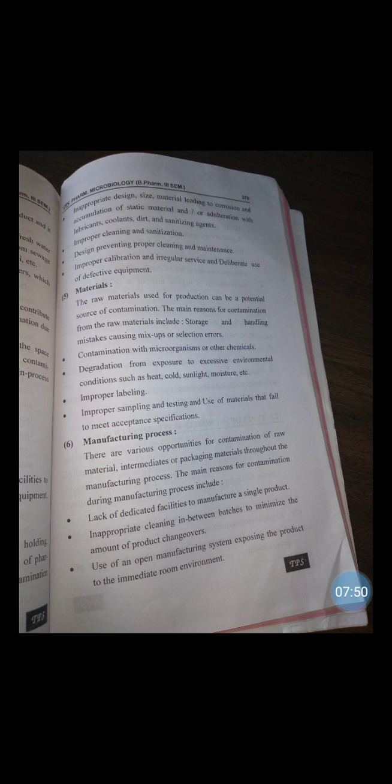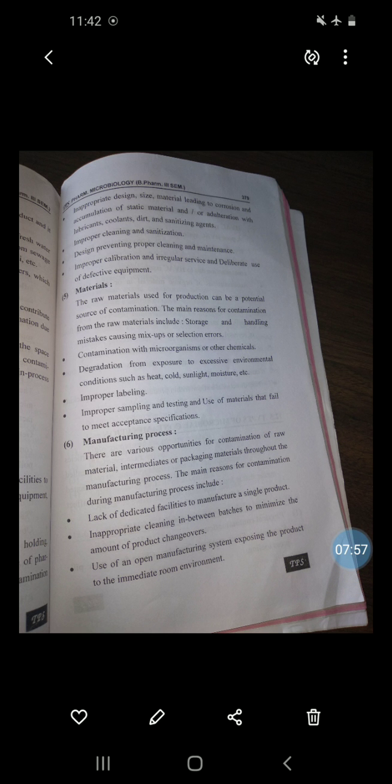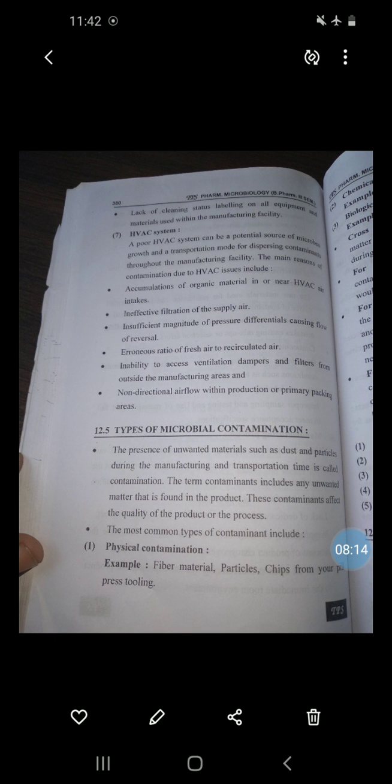Then inappropriate cleaning in between batches to minimize the amount of product changeovers. Then use of open manufacturing systems exposing the products to the immediate room environment. Then lack of cleaning status labeling on all equipment and the material used within the manufacturing facility.